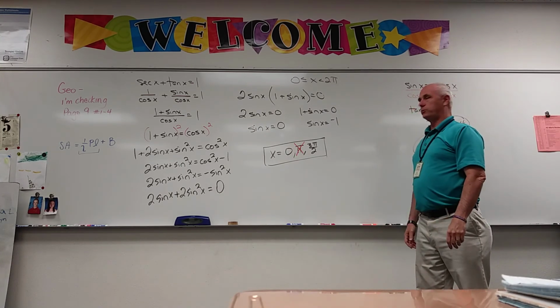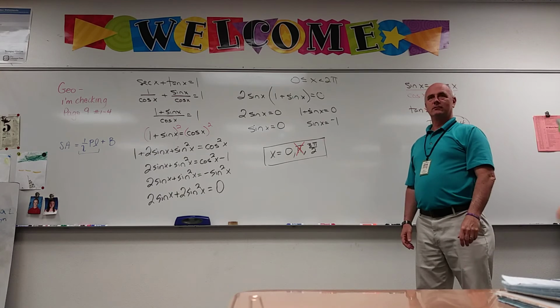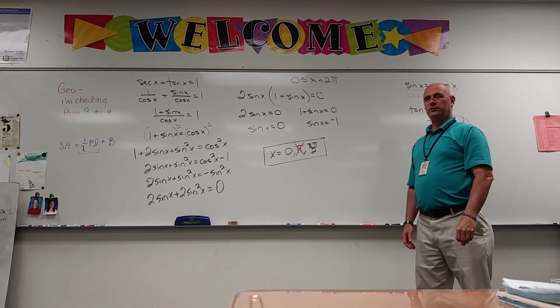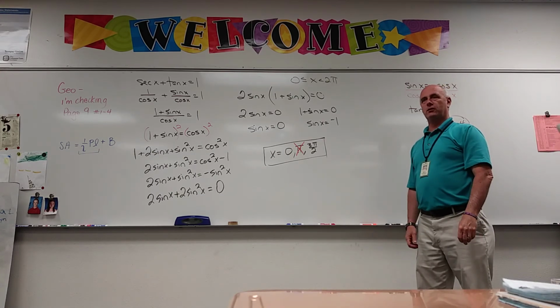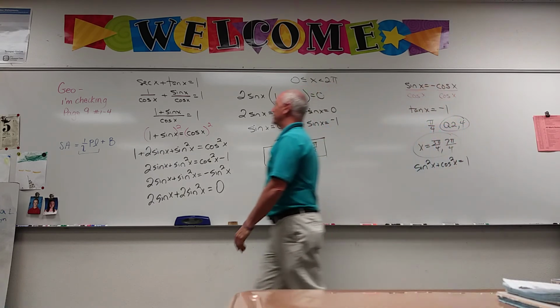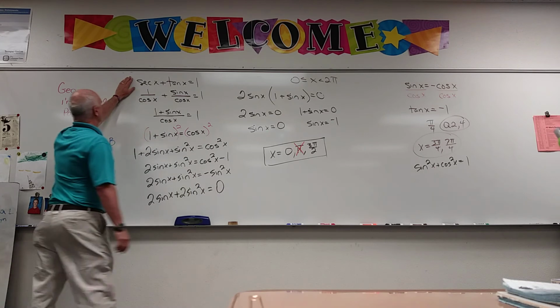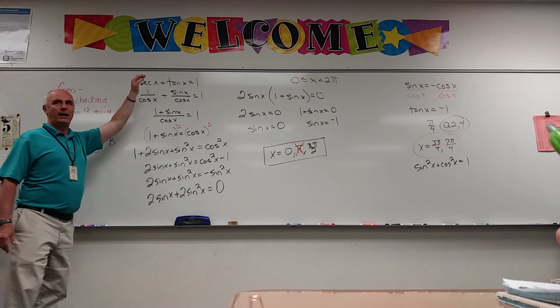So, since we found the one that doesn't work, we've got to check the other one too. I figured since we got the one that doesn't work, we've got to check them all. All right, 3 pi over 2. Secant of 3 pi over 2.